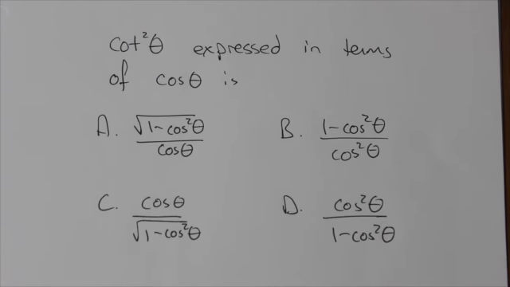Hi everyone. Okay, so what I'm going to show you right now is how to use your graphing calculator to answer those trigonometric identity questions that you know you're going to get on the exam. So here we go. Here's a pretty standard one. Let's say it's a multiple choice question. I want to express cotangent squared in terms of cosine, and here are my options here.